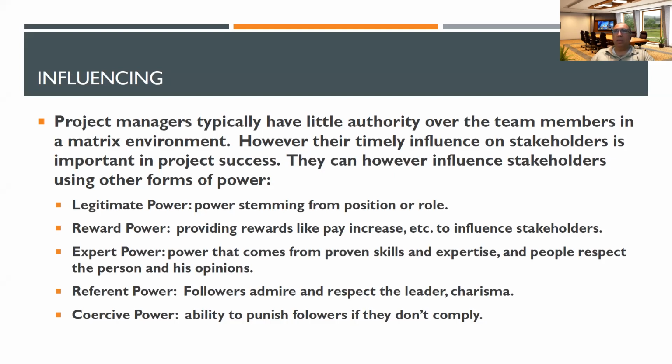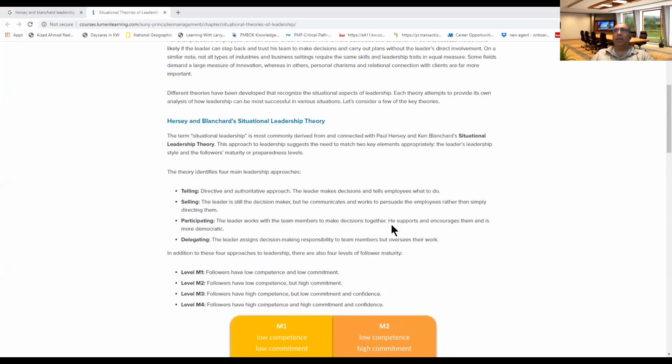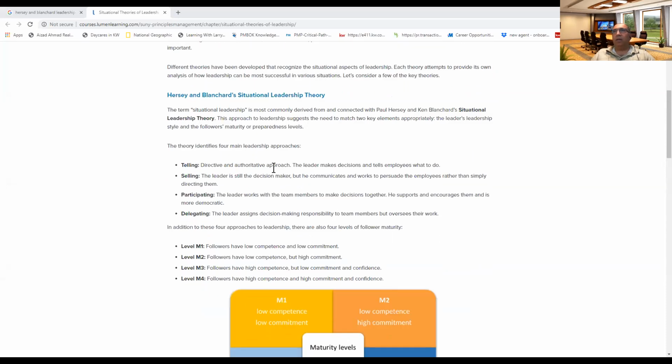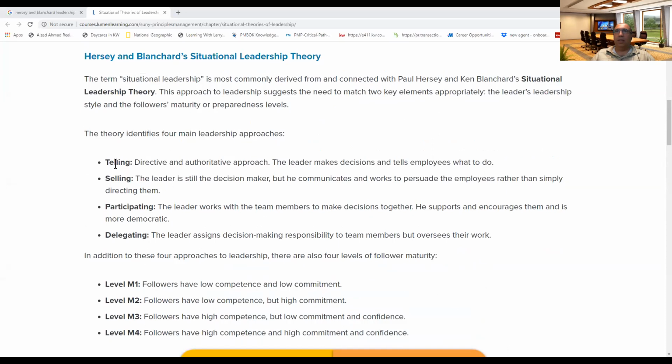Actually, I'm just looking here. This is good also. Let me show you this. I'm going to put this link also. This is a little more about that, so you can see the different situational theories, like the leadership styles we just mentioned. I think this is a good summary here. So you guys see the screen, right? Hersey and Blanchard, situational theory, leadership. So telling, selling, participating, delegating, right?